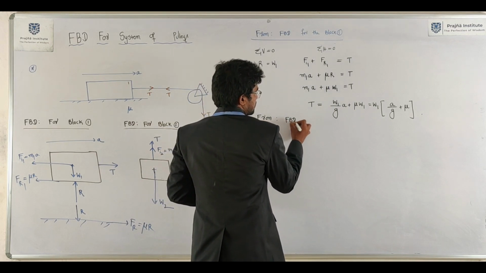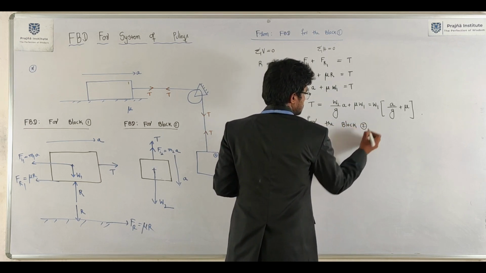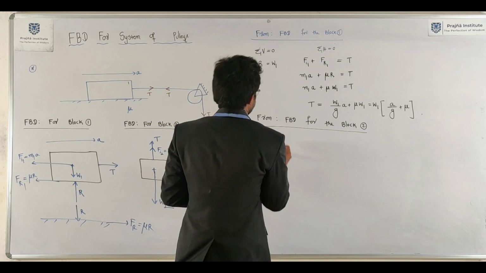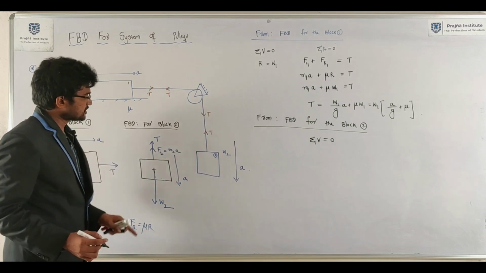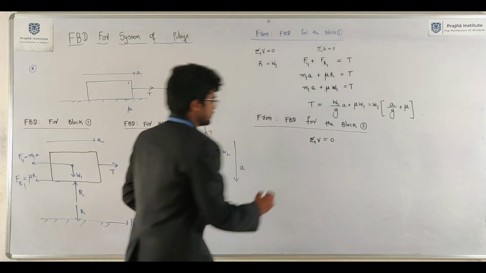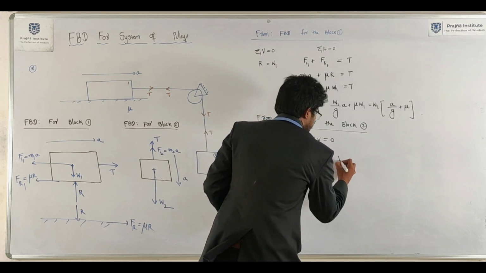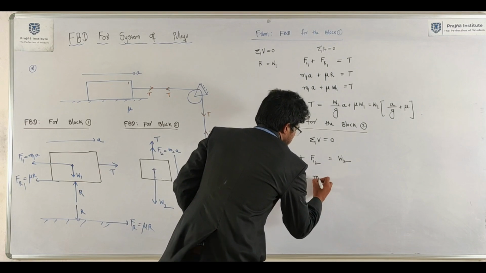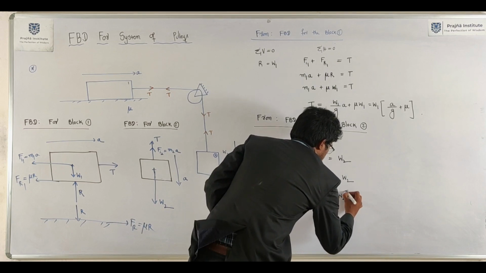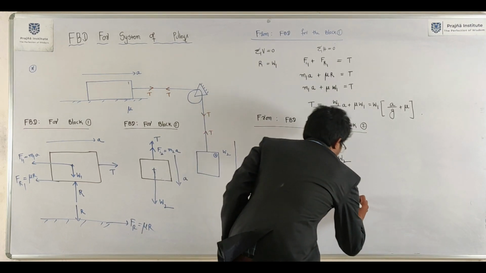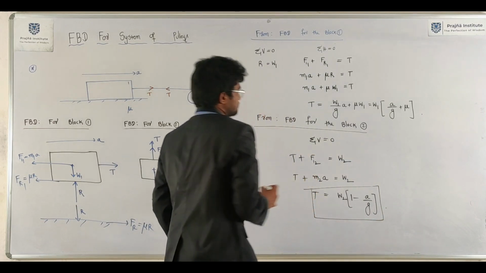You got it from the free body diagram for block 2. For block 2, what will you get? Sigma V equals 0. Here tension and inertia force, and weight acting downward. T plus inertia force 2 equals W2. T plus M2A equals W2. Tension T equals W2 taken common, 1 minus A by G. This is the tension in the spring.